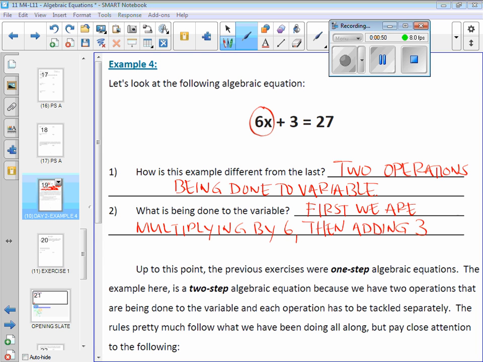Alright, so once again, you're doing two things to the variable, in this case x. You're multiplying by 6, and then you're adding 3 to get what on the right side? 27. Alright, so now I'm going to tell you something that may not resonate with you right away, because it's the first time you're hearing it.